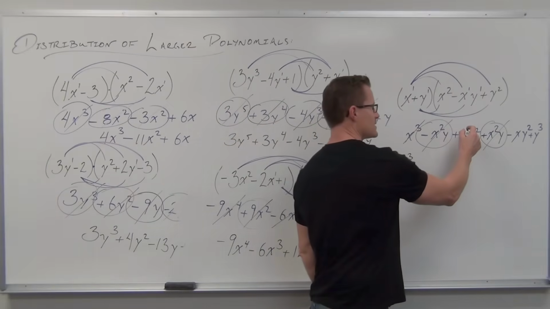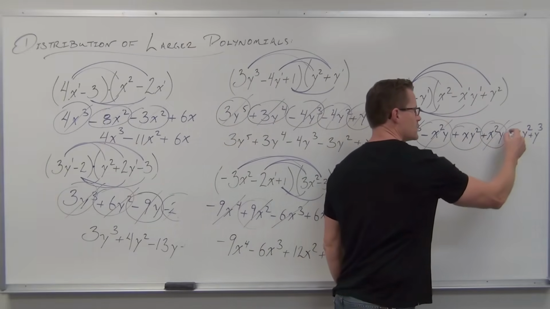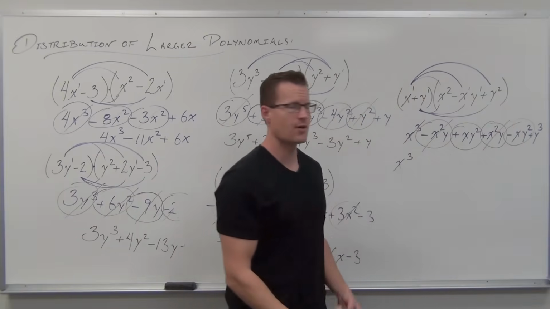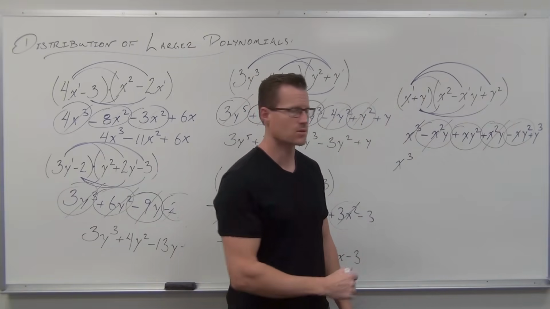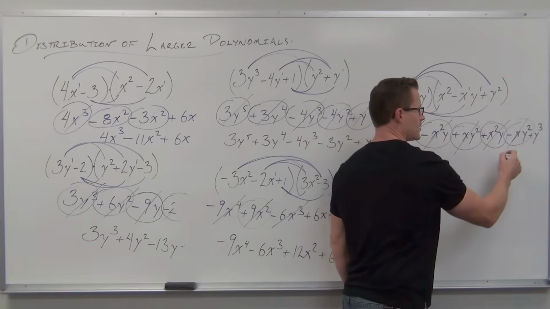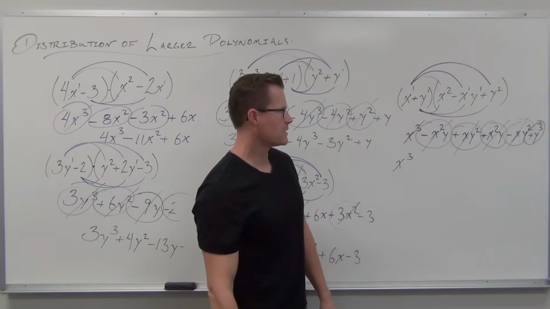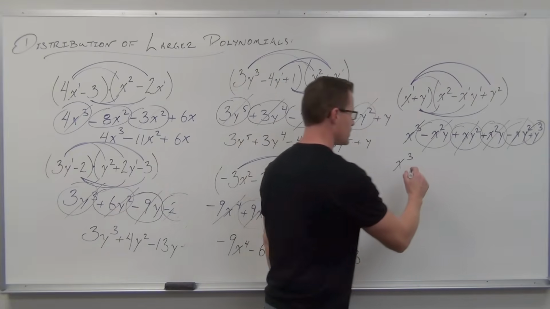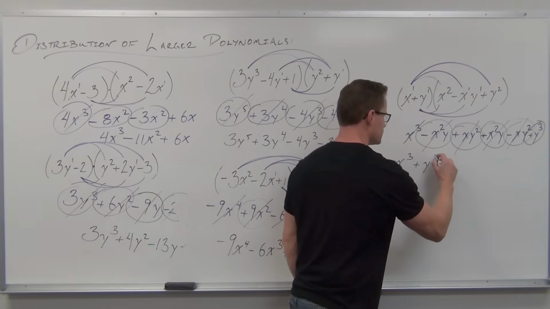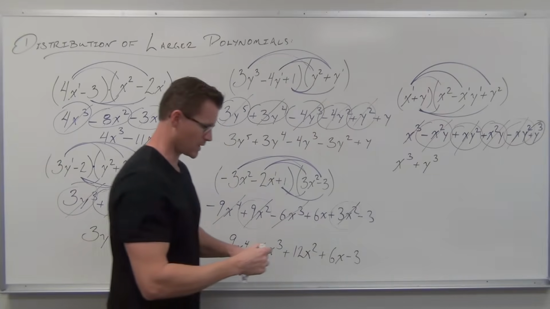The same exact thing happens with these two terms. Those are like terms, but they have opposite signs. It's going to make 0. And lastly, we had this plus y cubed. There's no other like terms with it. We get plus y cubed.